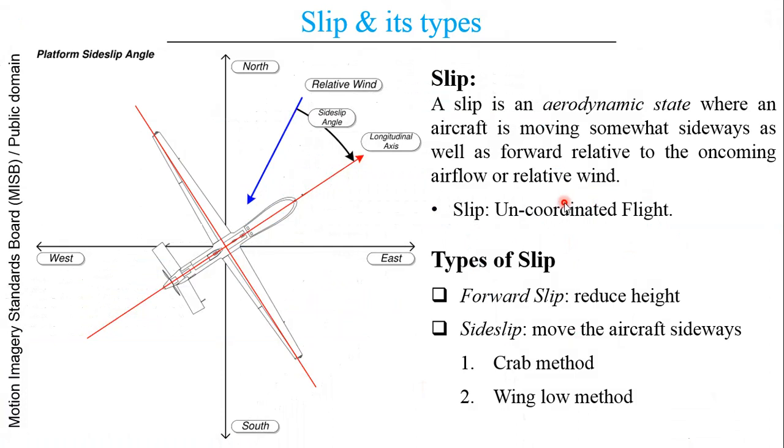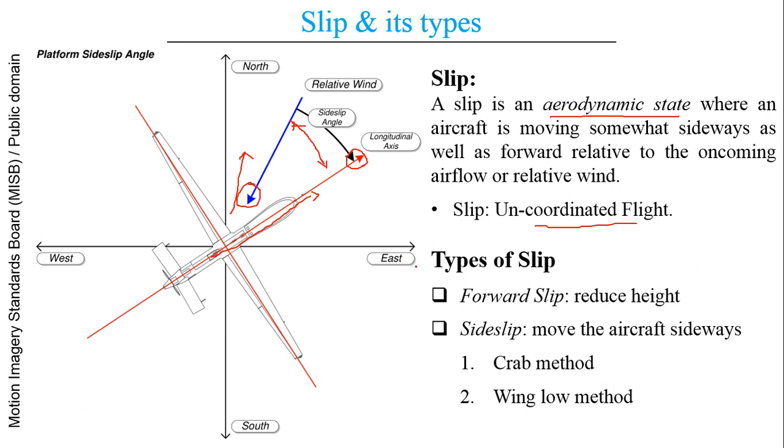So before getting to know about side slip, we should know about slip. So what is a slip basically? Slip is nothing but an aerodynamic state where an aircraft is moving somewhat sideways as well as in the forward direction relative to the oncoming airflow or wind. This kind of motion of aircraft is known as uncoordinated flight. Here we can see the relative wind indicated in blue color, and the aircraft longitudinal axis is tilted somewhat differently from the relative wind, and the angle between these two is known as the side slip angle.